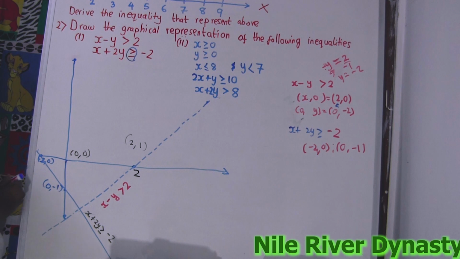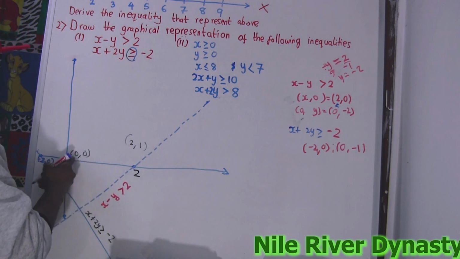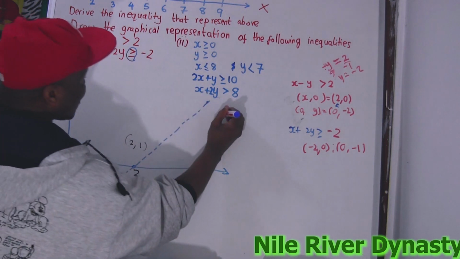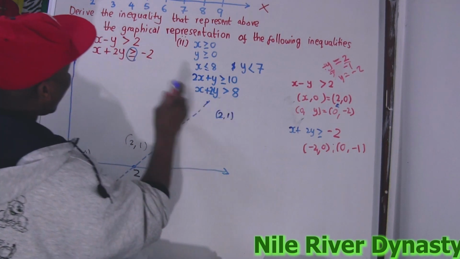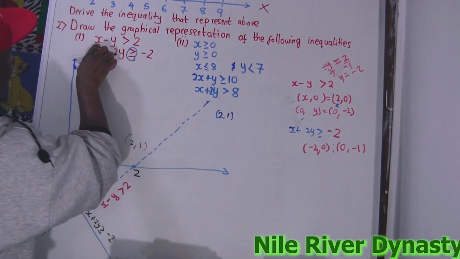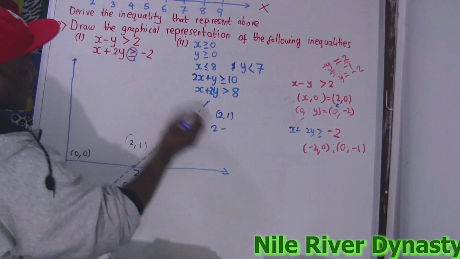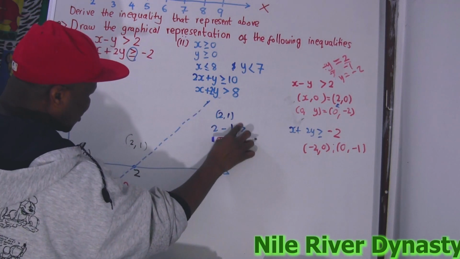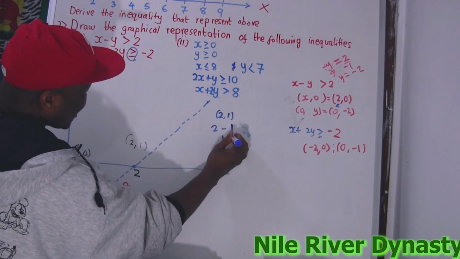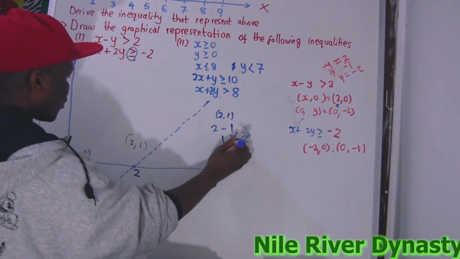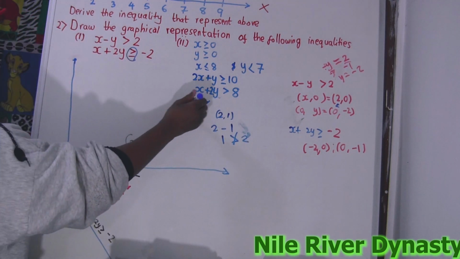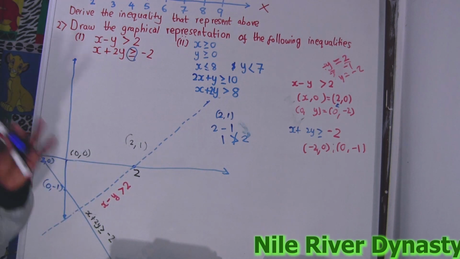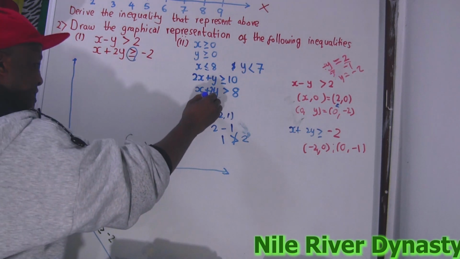Now let's test to see if it's true. Either this or this, 2 and 1. Okay, I'll say 2 and 1. So I'm going to take coordinate 2 and 1 and substitute it in that equation. X equal to 2, y equal to 1. We want to see if it's going to be greater than 2. Let's see, 2 minus 1 equal to 1. Is 1 greater than 2? No, it's not true. So if it's not true, it means we're not going to shade where we got the point, because this point is not valid. So for that case, we shade the opposite side.